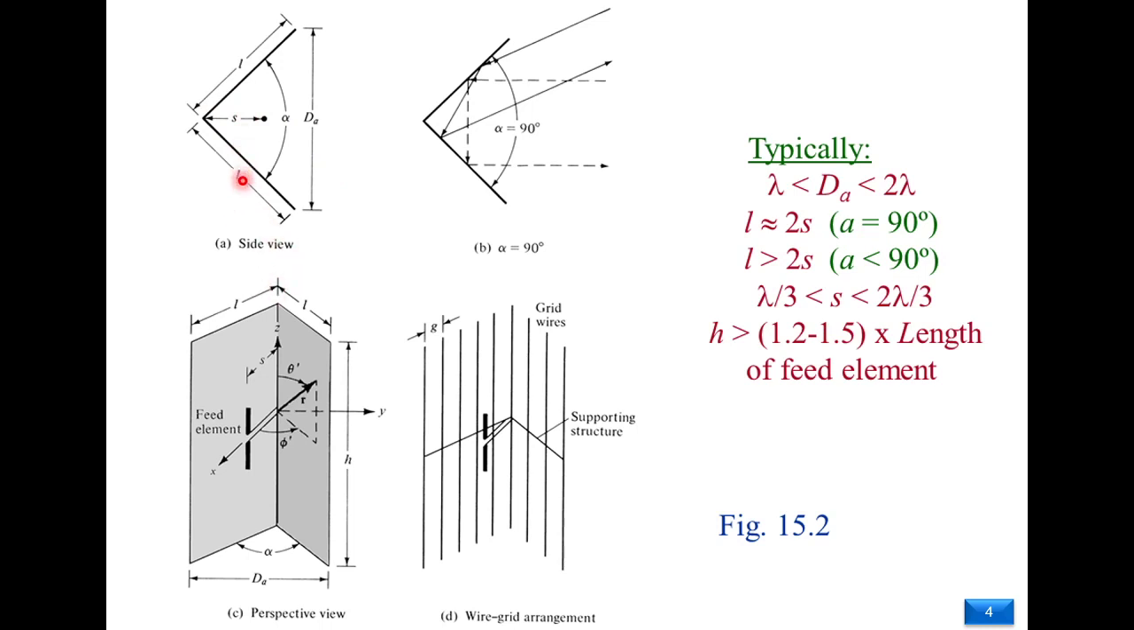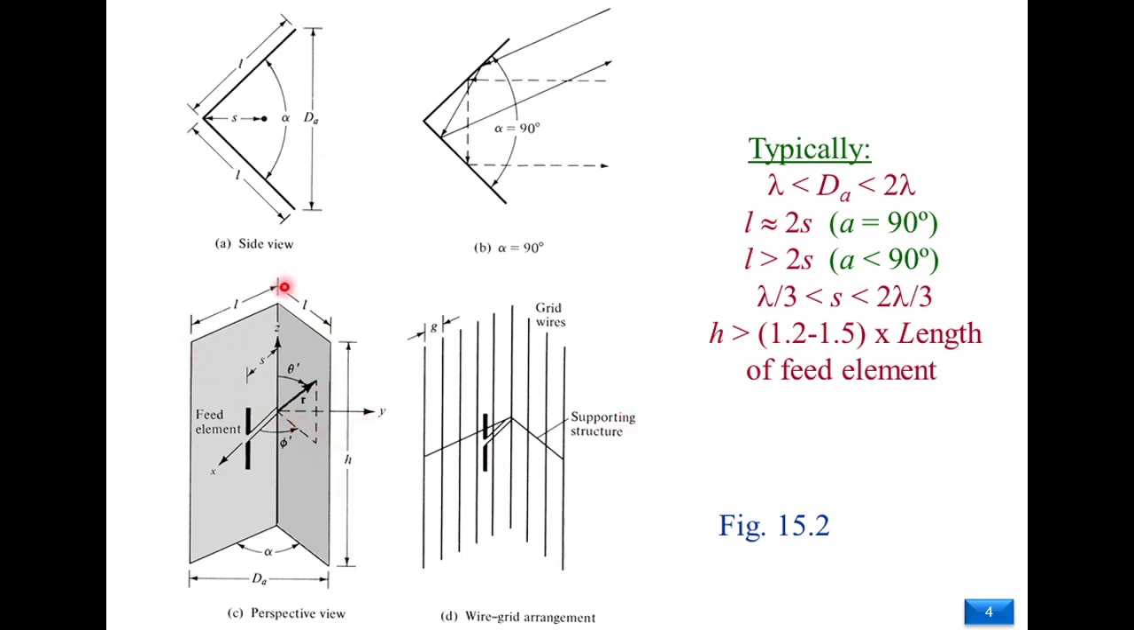This is a side view. We can have different angles and different positions for the feeder, and when it is implemented, it would be something like that. The design parameters for this are the length of the antenna, the angle, the position of the feeder, the height of the reflector, and so on and so forth.